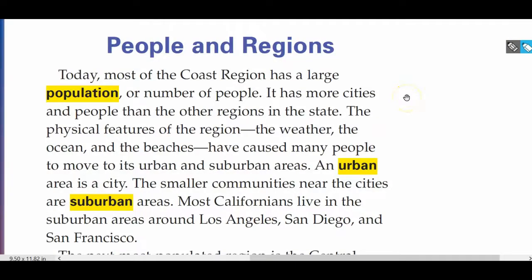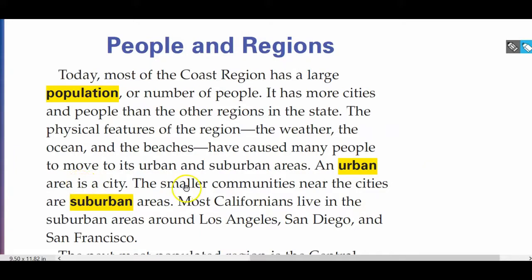Okay, now let's talk about people and regions. Today, most of the coast region has a large population or number of people. It has more cities and people than any other region in the state. I guess people like to be by the ocean. The physical features of the region, the weather, the ocean, and the beaches have caused many people to move to its urban and suburban areas.